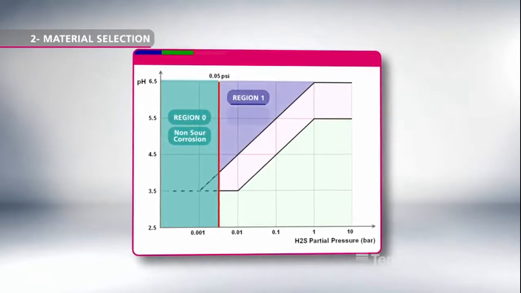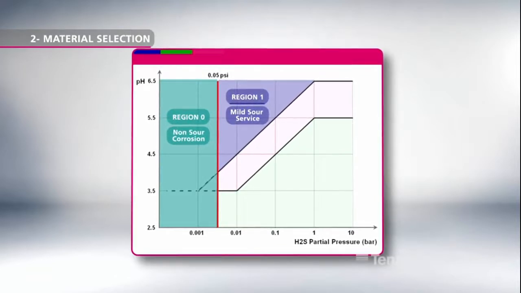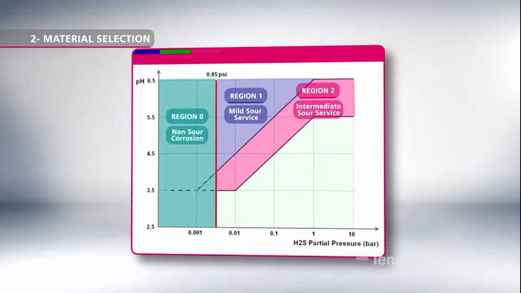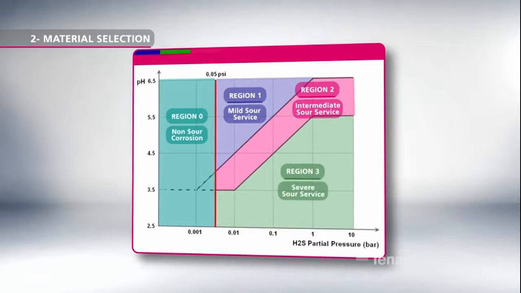Region 1 represents the mild sour service, where minor or inexpensive precautions are required. Region 2 shows the intermediate sour service, and precautions should be increased. And finally, Region 3 represents severe sour service, and important precautions are mandatory.